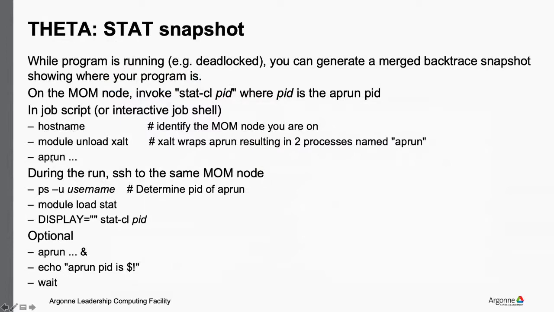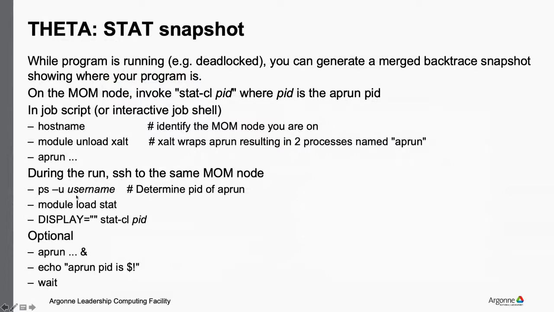So other than that, you just need to do these 2 things in your job script. Then during your run, when you think it's stuck, you look in your job output, right? And you'll see the host name of the mom node that your job is running on. So then you manually SSH from the login node to that same mom node, okay? And you're logged in there. You'll be allowed to connect to that.